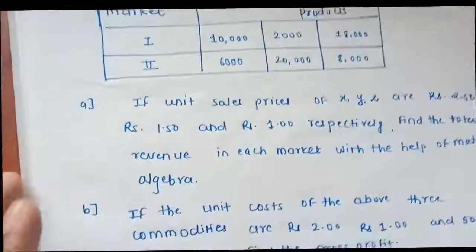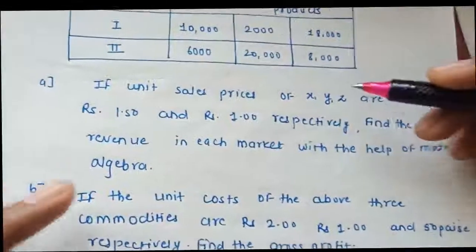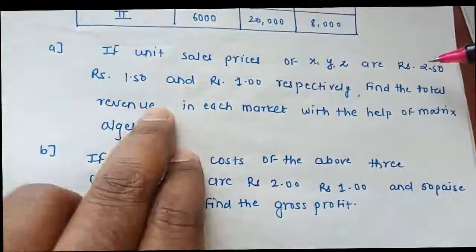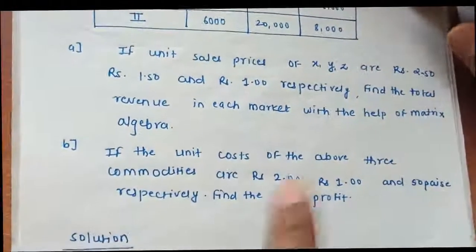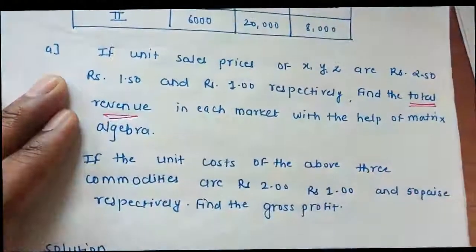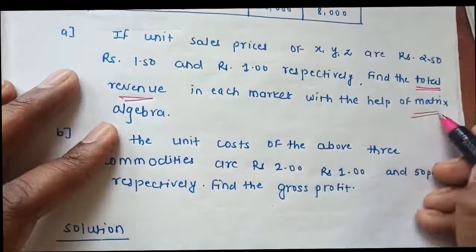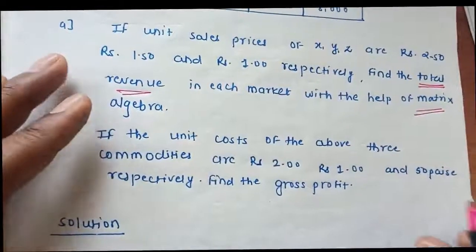That means the individual prices for each piece are given here: 2.50, 1.50 and 1. Then they ask you to find the total revenue, meaning how much revenue, in each market with the help of matrix algebra. That means by using the matrices we have to solve.